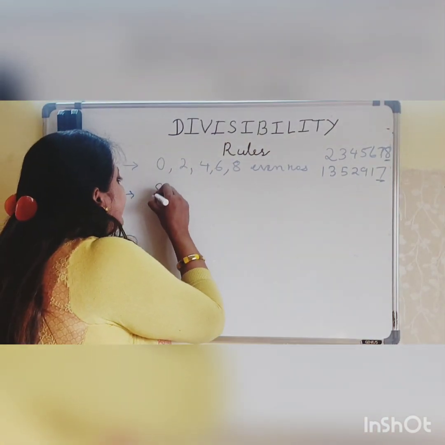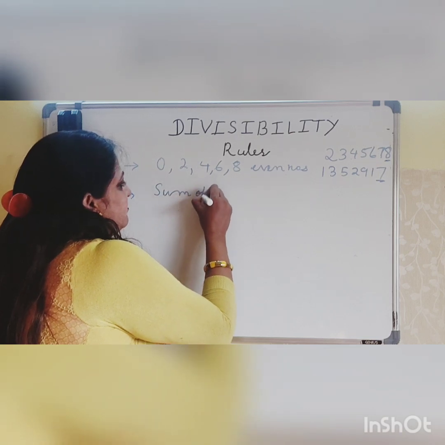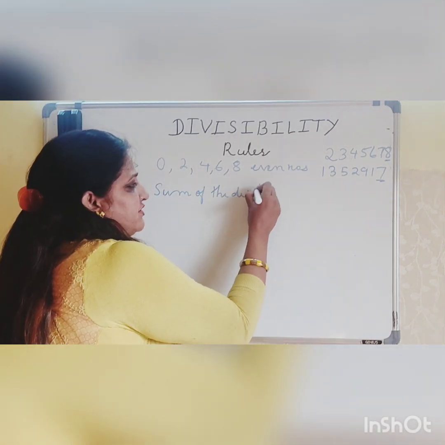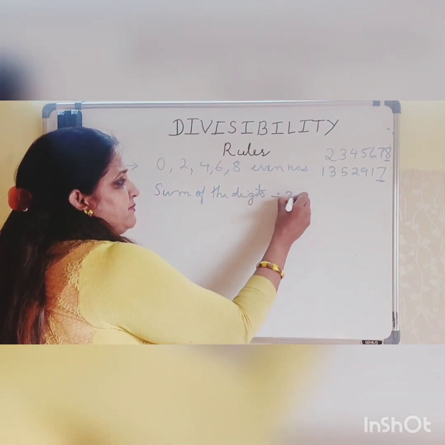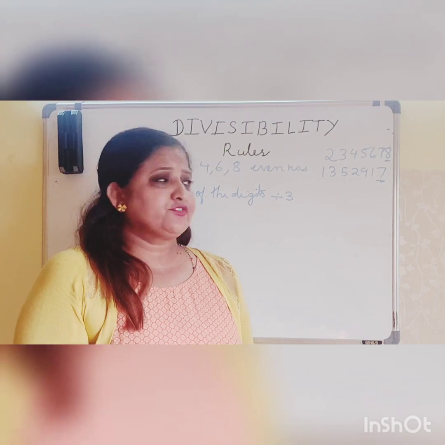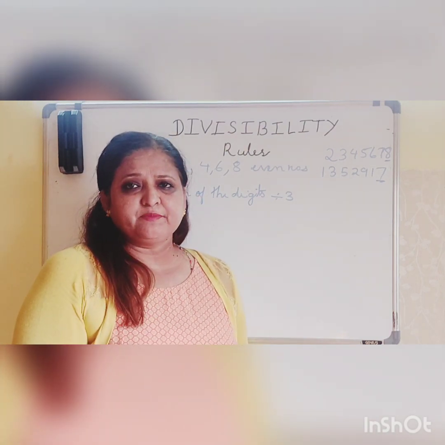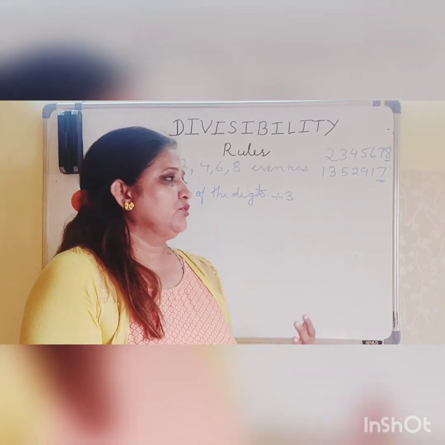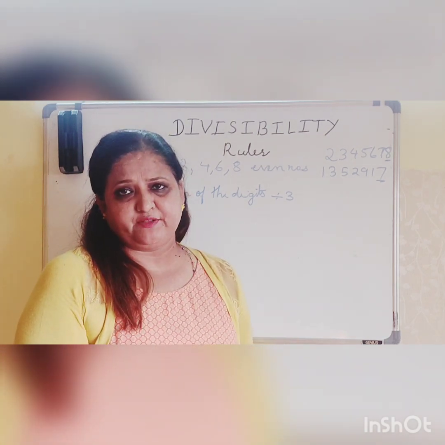We have to add up all the digits of the number. If the sum of the digits is divisible by 3, then the whole number will be divisible by 3. But if the sum of the digits of the number is not divisible by 3, then the whole number will also not be divisible by 3.